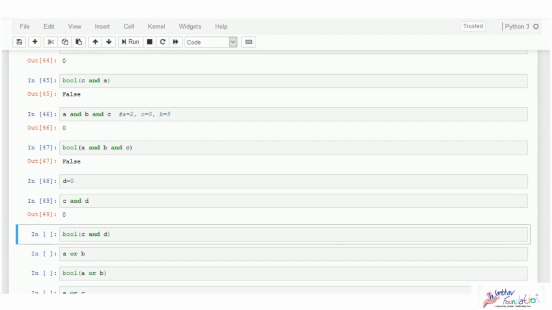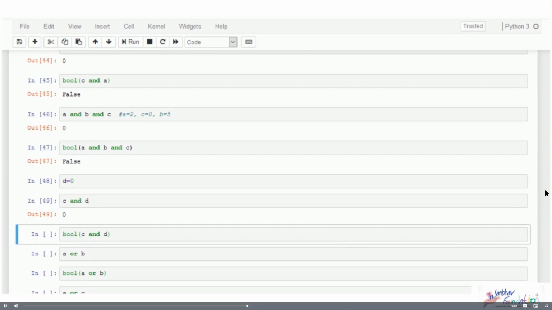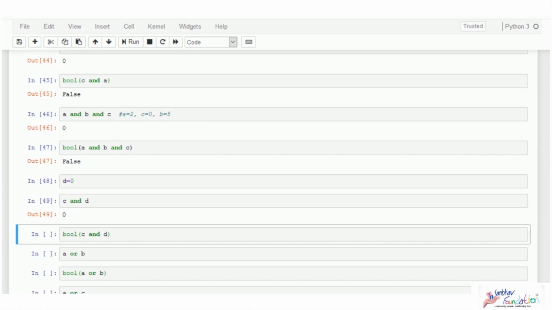Now let us look at the OR operator. If you have understood what AND does, OR is the exact opposite of AND. In AND, if any one value is false, the result is false. But in OR, if any one value is true, the result is true. If both are true, the result is the first number. If both are false, the answer is going to be 0.